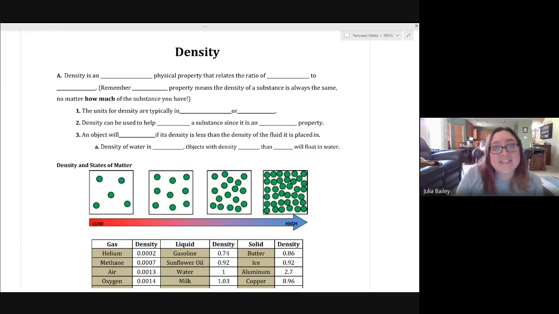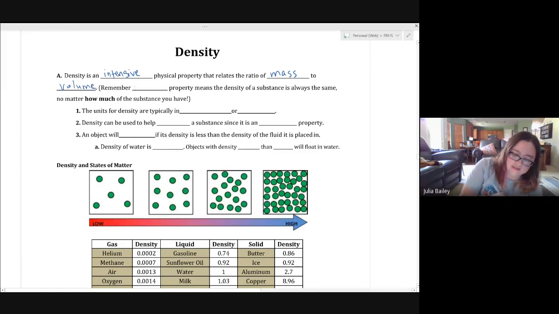Let's talk about density. We'll talk about it, you and me. We'll talk about mass and volume and what the ratio may be. Density. You should, again, probably know most of this from middle school, but density is an intensive physical property that relates the ratio of mass to volume for a given object.